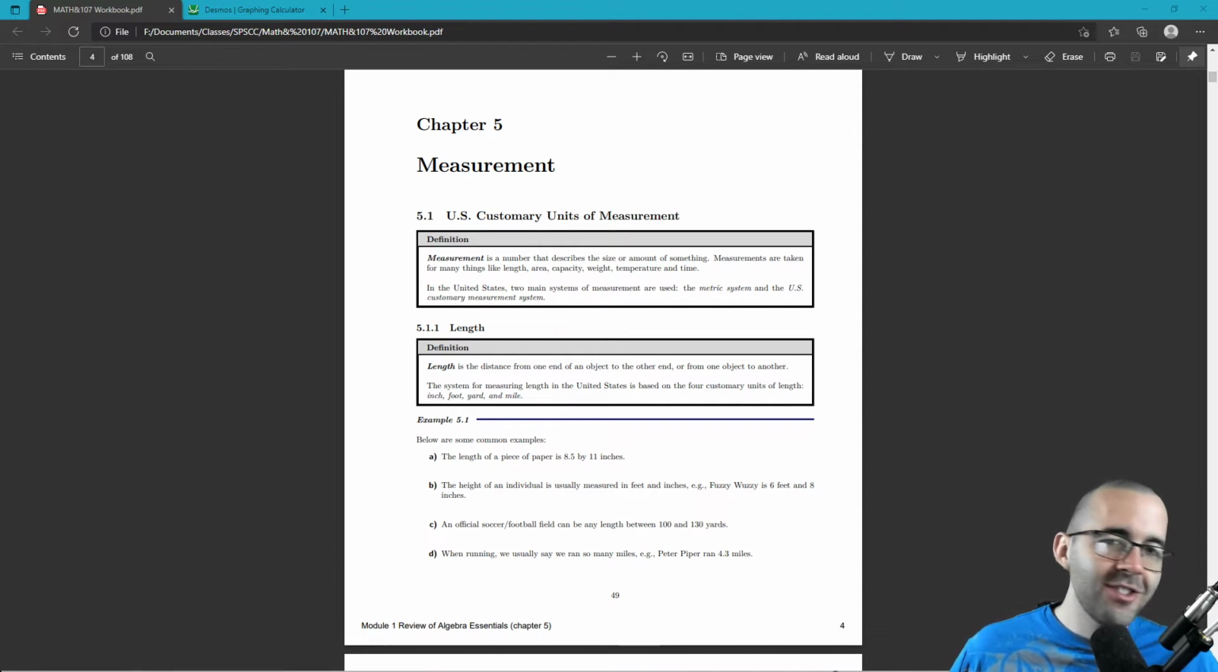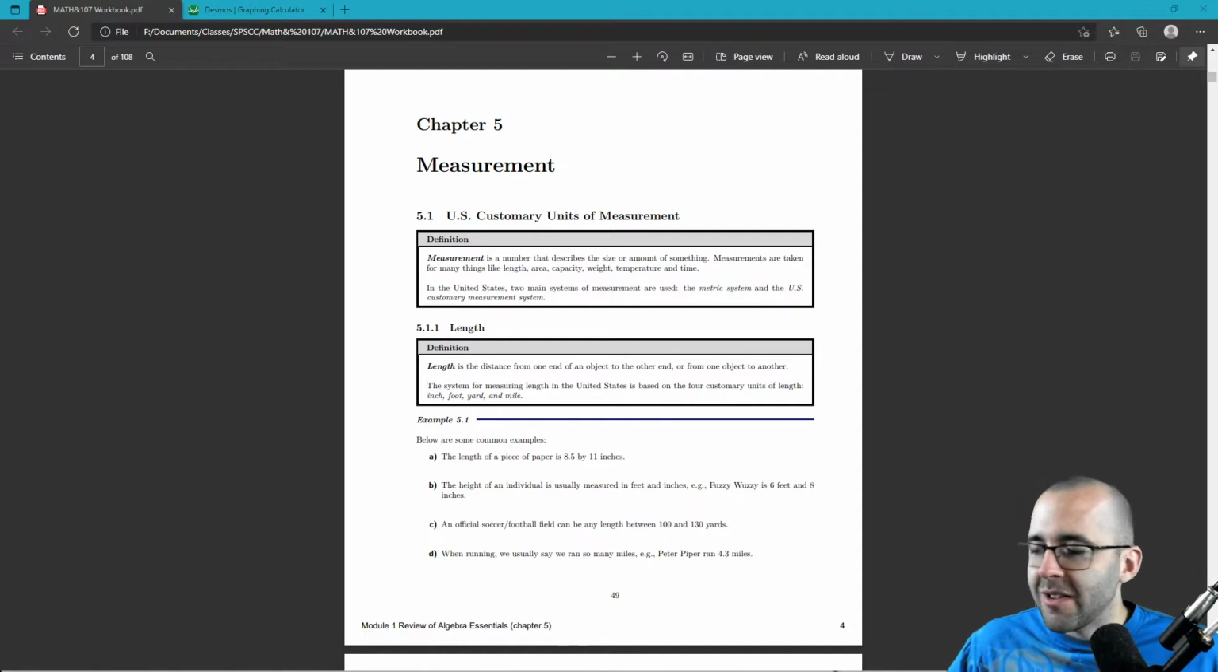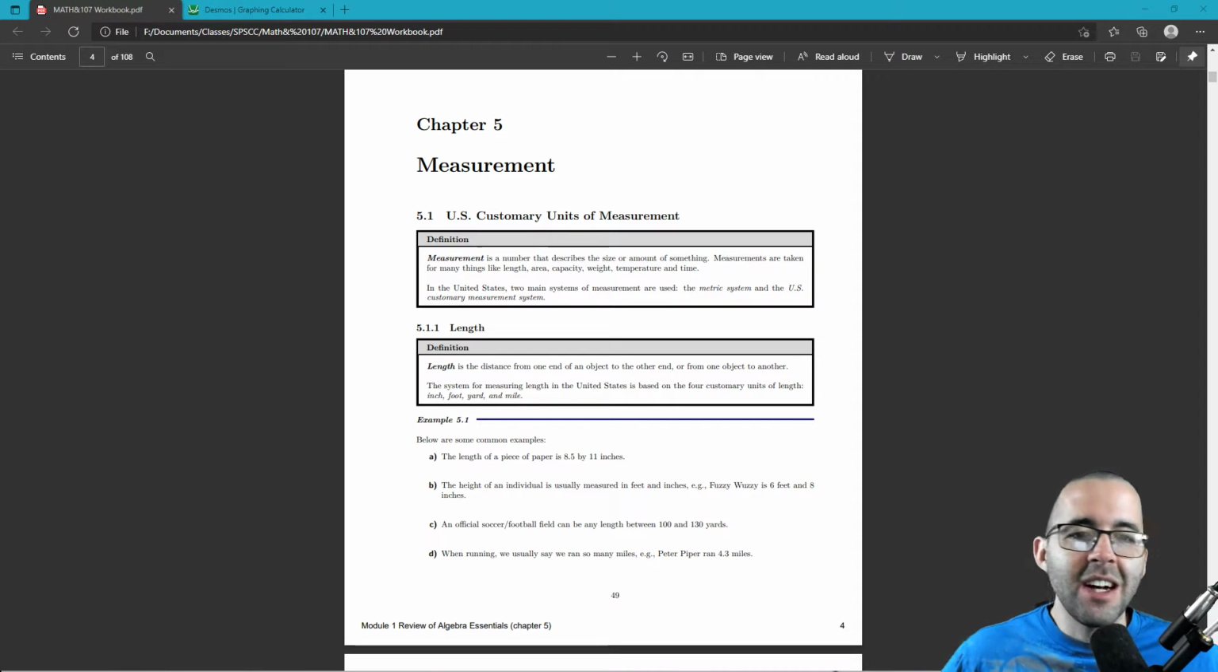So again, chapter 5, measurement. We're going to be doing 5.1 in this video. Measurement, as you can see right there, is a number that describes the size or amount of something. We do this all the time: 5 cups of flour, 3 feet long, and so on. That's what measurement means. And we take them all the time for length, area, capacity, weight, temperature, time.